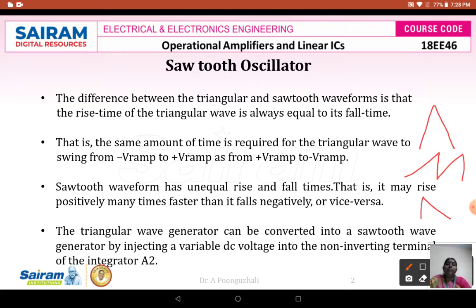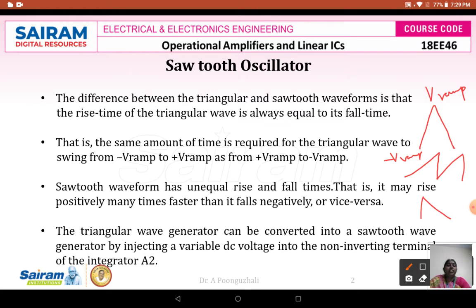That means the waveform is going to go from minus Vramp to plus Vramp. For the triangular waveform, the time from minus Vramp to plus Vramp and from plus Vramp to minus Vramp is the same. But in a sawtooth it is not going to be the same.